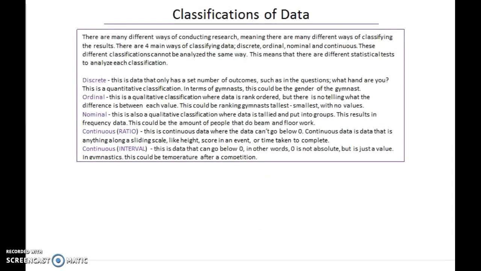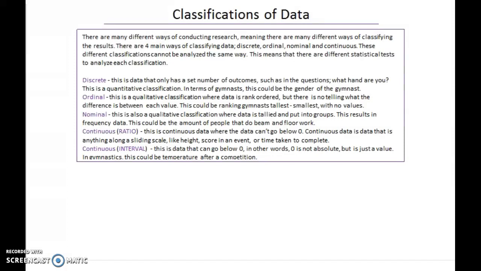Classifications of data. So once you've got your data, researchers will have to classify that in a certain way. The 4 ways are discrete, ordinal, nominal, continuous, and according to how you classify the data, it will be analysed in different ways, because you can't analyse each type of classification in the same way. So discrete data, data that can only be put into 2 or 3 categories. So are you male or female, or do you play football, or do you play hockey?